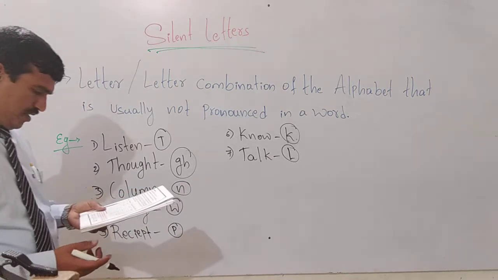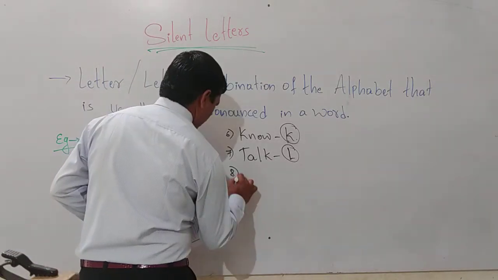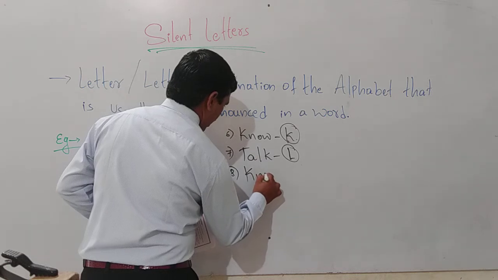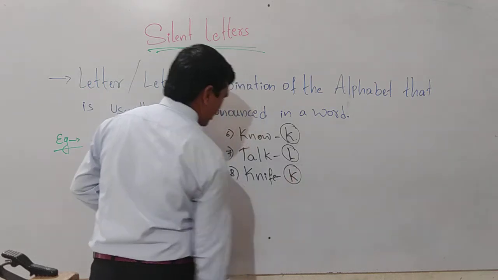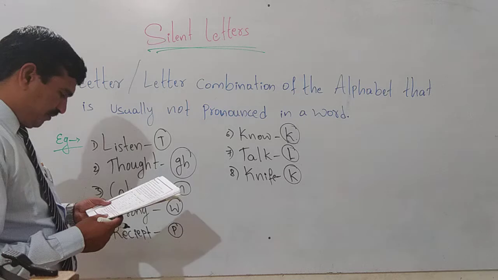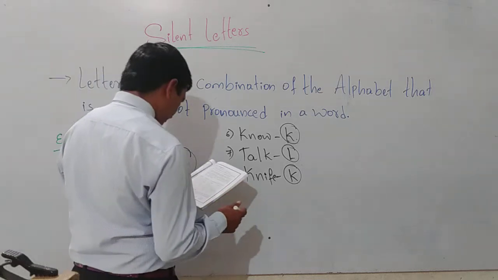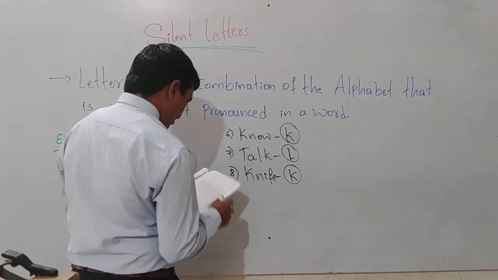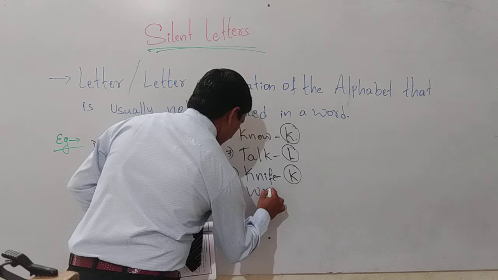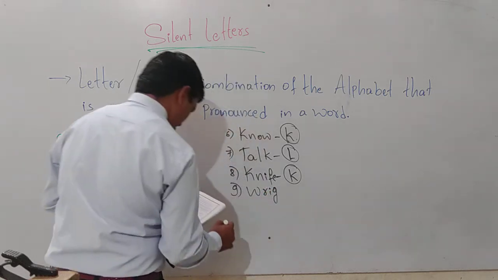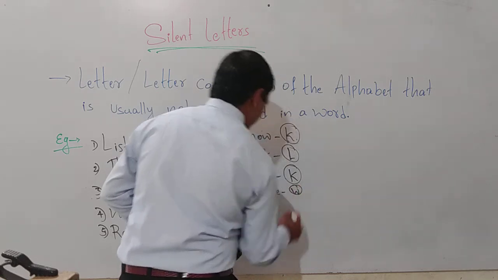Next, knife. K N I F E. Also in night, K is silent. The next one, right. Here W is also silent.